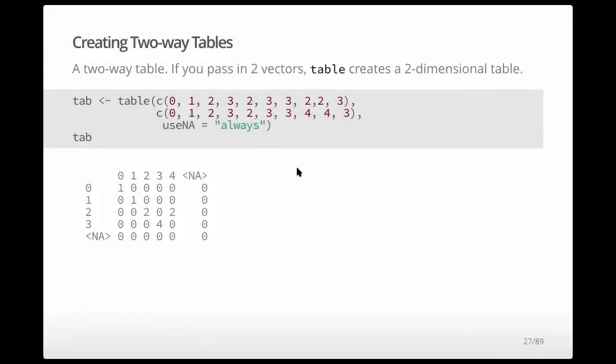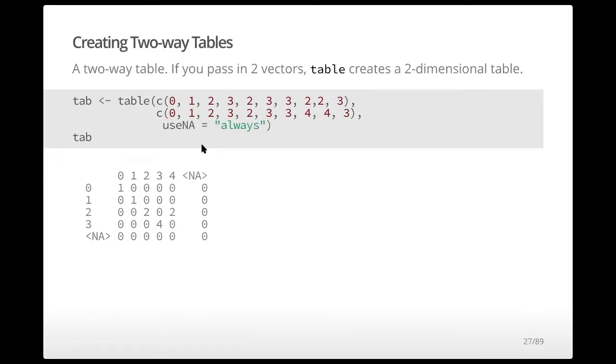so you actually have a category of missing and things like that. So again, similarly with a one-way frequency table, if you put in a vector x and a vector y in here and you assign the output to tab, you'll get a two-way frequency table, and if you say useNA equals always, they'll have a row of zeros for each one because we have no missing data.